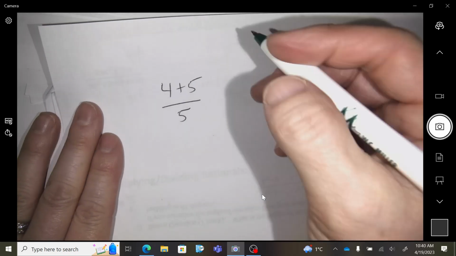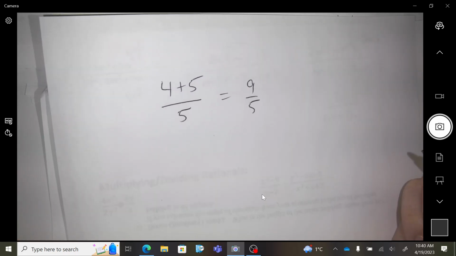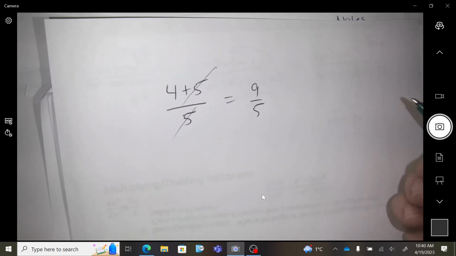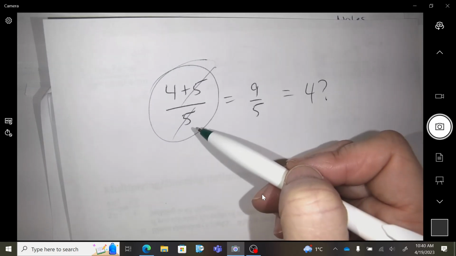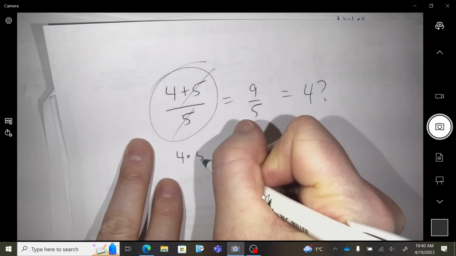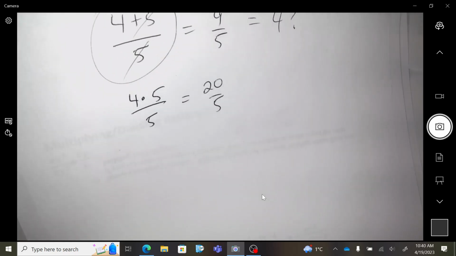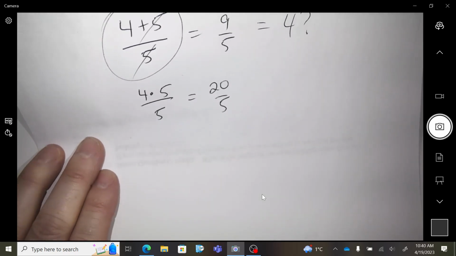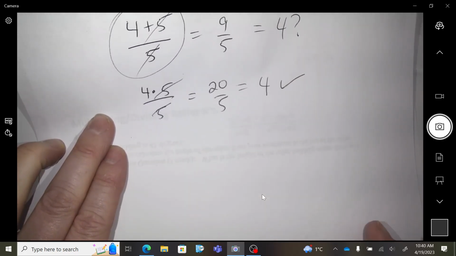Okay, I know that this is 9/5. Okay? If you were thinking you could have canceled those 2's, here's what you would have been doing. Canceling that, which equals 4. Does that make sense? No. You cannot cancel adders. You can't cancel things that are connected with adding. If I did this, which is 20/5, then can I cancel the 5's? Yes.